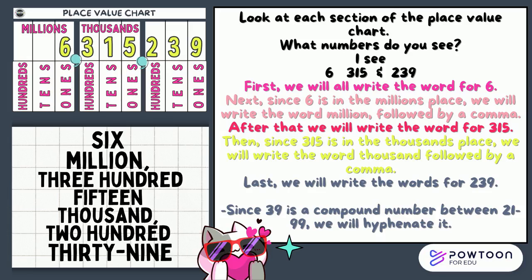Look at each section of the place value chart. What numbers do you see? I see 6, 315, and 239. First, we will all write the word for 6. Next, since 6 is in the millions place, we will write the word million followed by a comma.